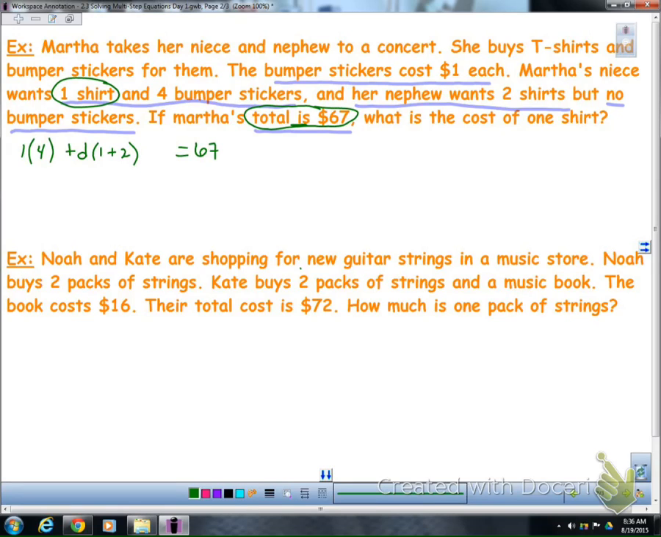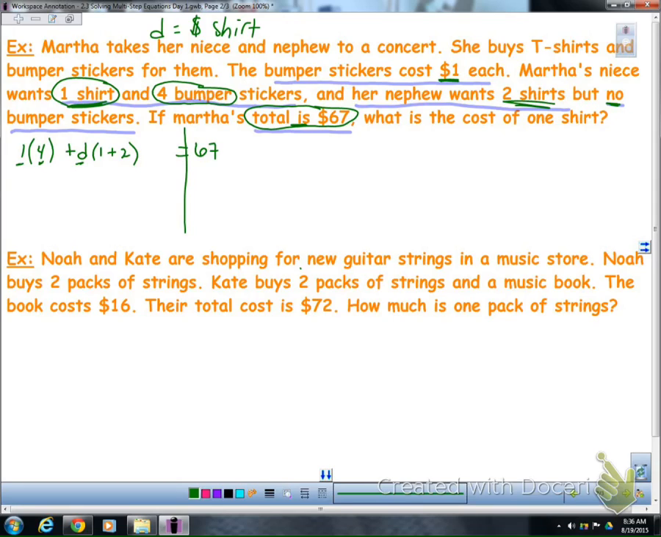Okay, let's look at the equation that we have set up here. First of all, we know bumper stickers are $1 each. So that's where this 1 comes from. And there were a total of 4 bumper stickers because Martha's niece wants 4 bumper stickers and her nephew wants no bumper stickers. So that's where the 4 comes from. D in this case is going to stand for the cost of a shirt. We don't know what the cost of the shirt is, so that's what we're trying to find. And there was 1 shirt for Martha's niece and 2 shirts for Martha's nephew.